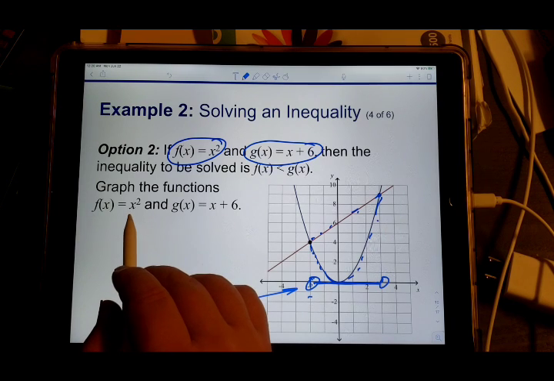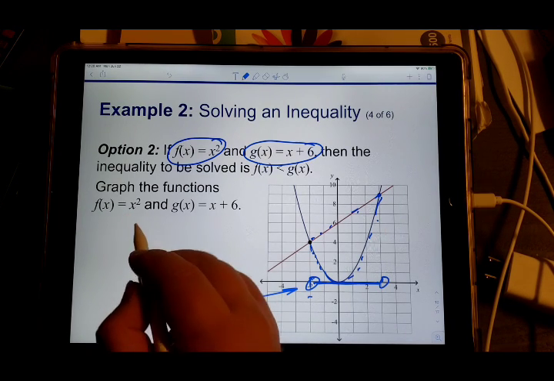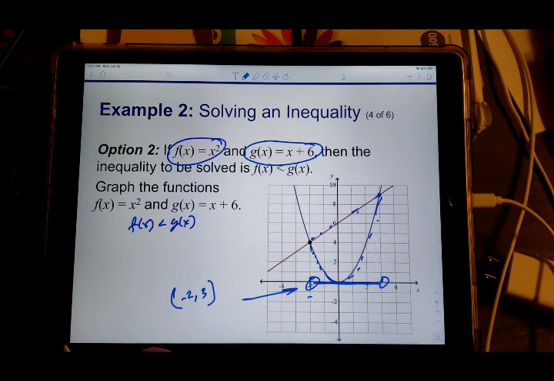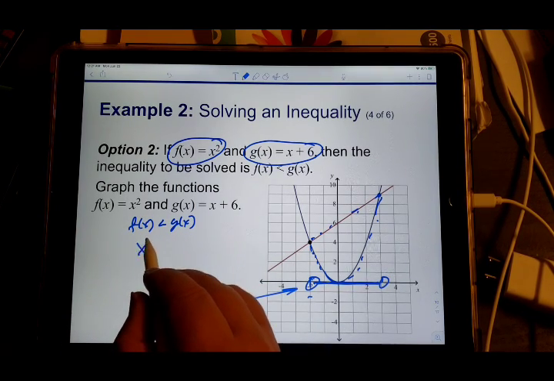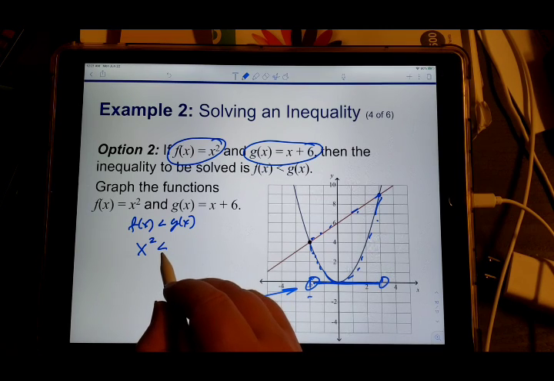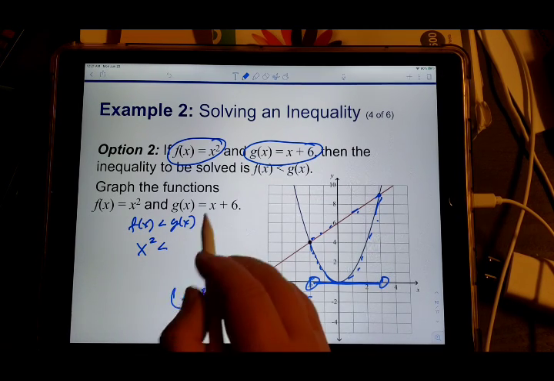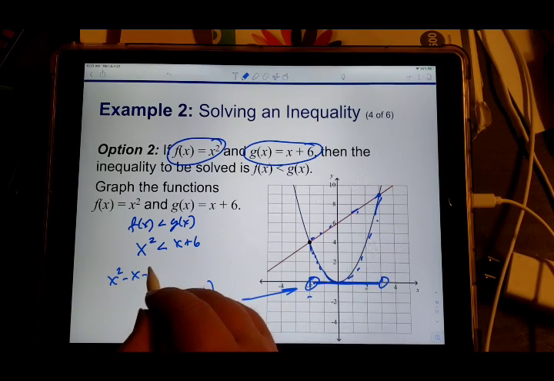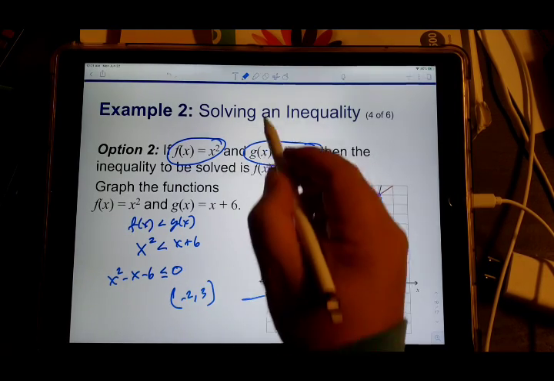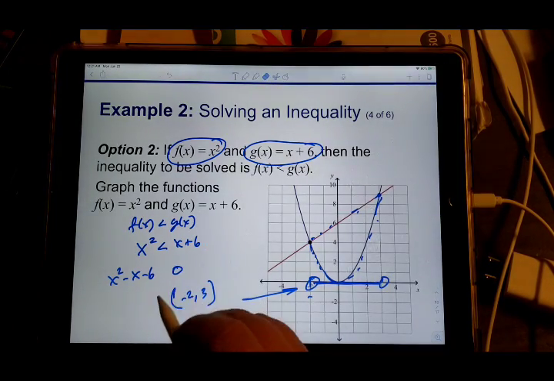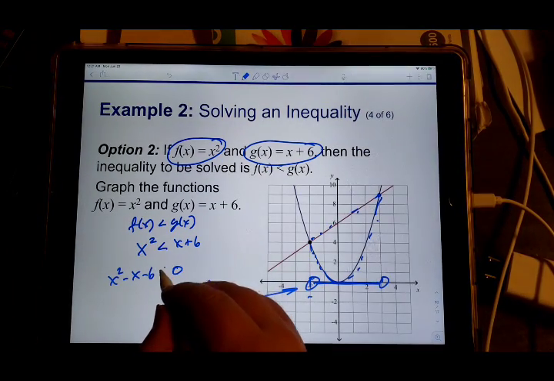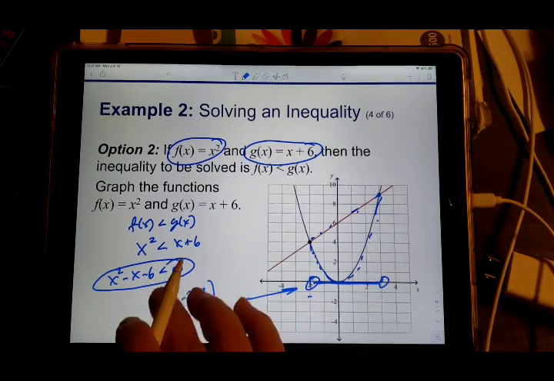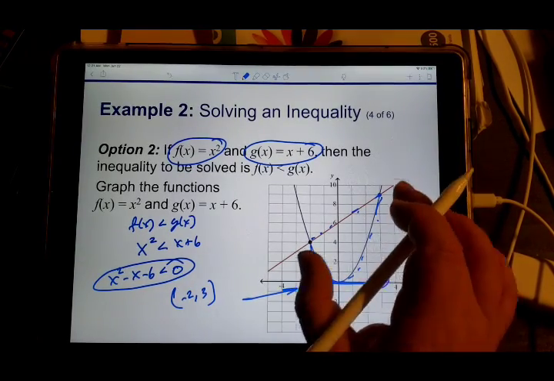So basically, we just want to solve this: when is f of x less than g of x? I'll go ahead and substitute in here, which is what the author does in the next slide. F of x less than g of x, I get x squared minus x minus 6 is less than 0. Not less than or equal to 0, it said less than. So this is what I want to solve.